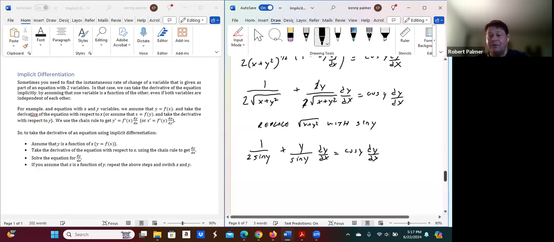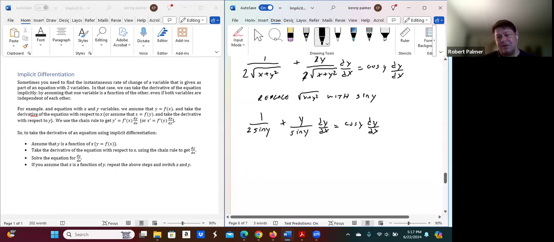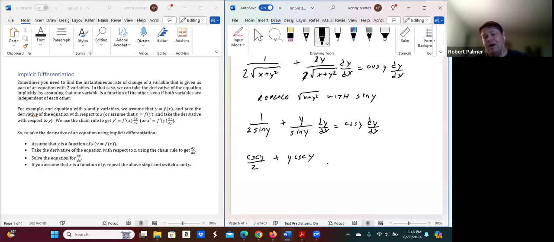Okay. Now, one more thing. Remember, this part is also kind of optional, but I'll go ahead and do it. Remember, 1 over the sine is cosecant. And so I can write this as basically cosecant of y over 2 plus y times the cosecant of y times dy over dx is equal to the cosine of y times dy over dx. Just makes it a little bit easier to work with. Okay. All right, let's keep going.